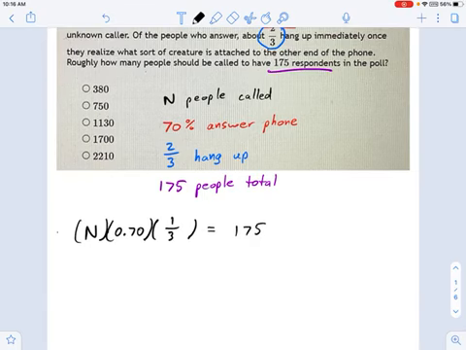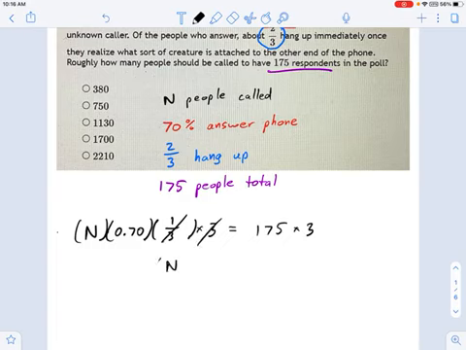And I just want to go through it using some of the techniques we've already practiced many times. Let's multiply both sides by something. Okay, I'm going to multiply both sides by 3. Now the 3 cancels out this 1/3, so that's nice. I get n times 0.70 equals, make sure I don't mess this up, 175 times 3, 525. So see, we're not even done yet. So 525 has to be now divided by 0.70.